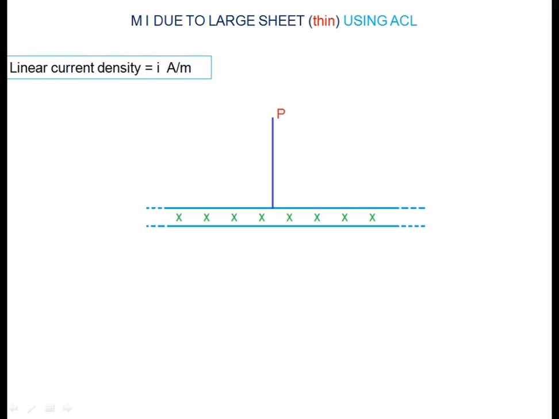Now I will discuss the new topic, that is the magnetic induction due to a large thin sheet using Ampere circuital law. I think earlier I have discussed it with the Biot-Savart law also. Now I am discussing it with the help of the Ampere circuital law.